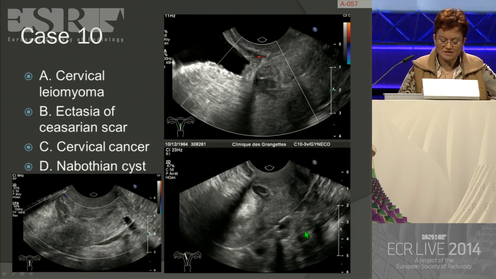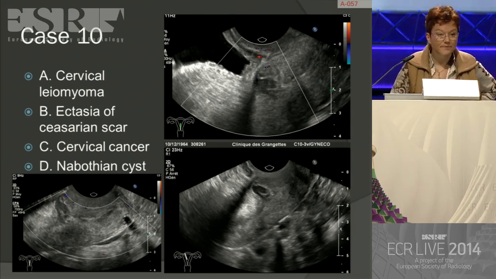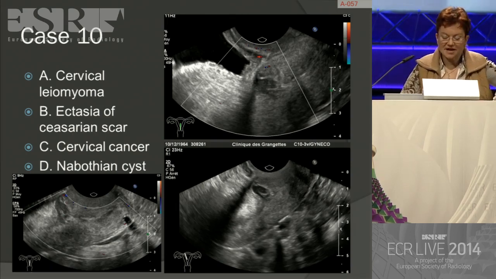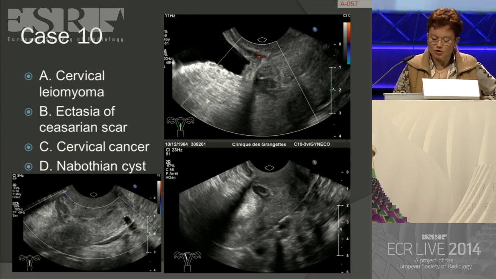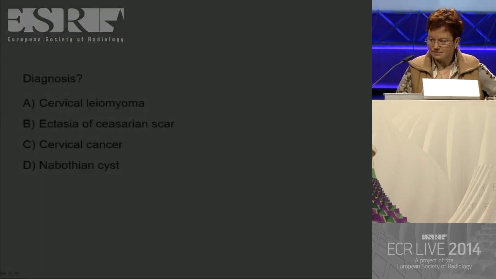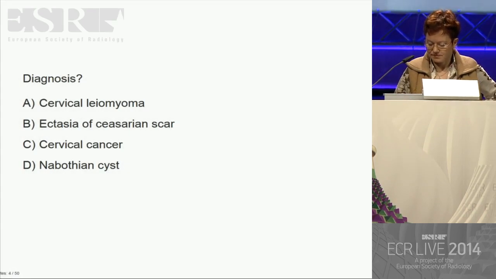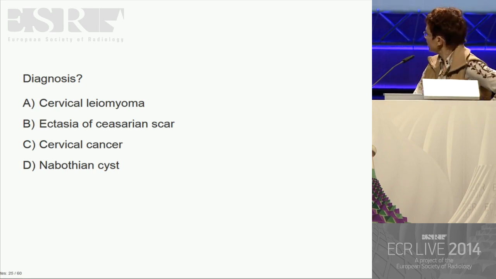So here are my questions. Is this cervical leiomyoma, ectasia of cesarean scar, cervical cancer, or Nabothian cyst? Please vote. Can I get the answers, please?